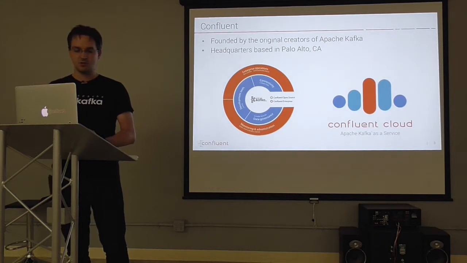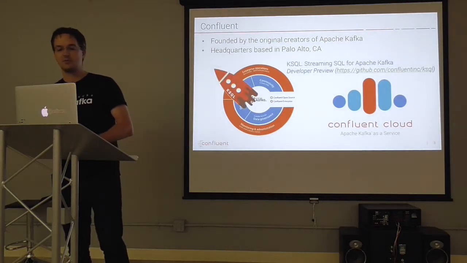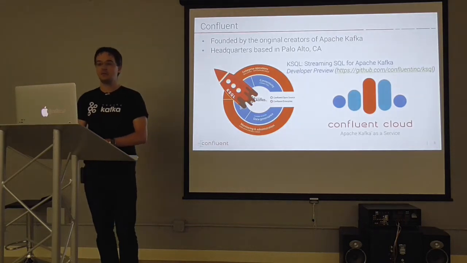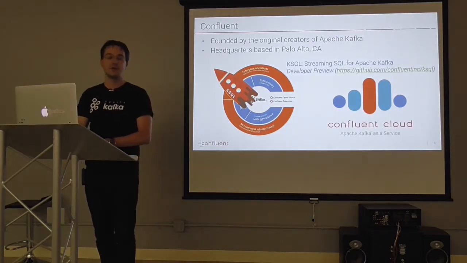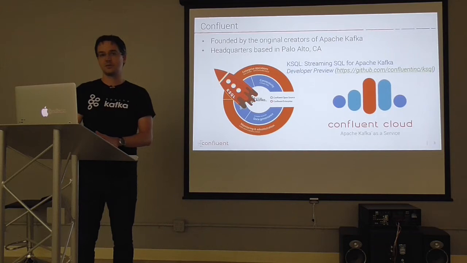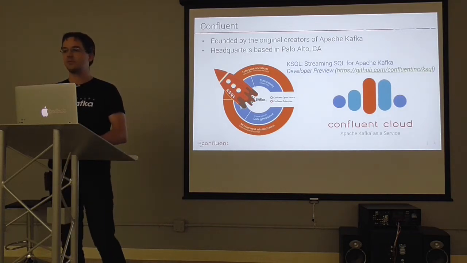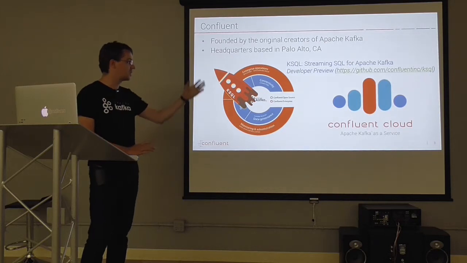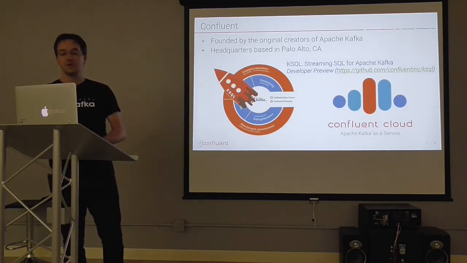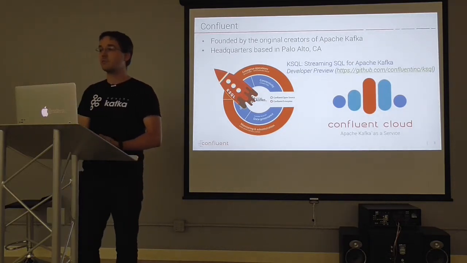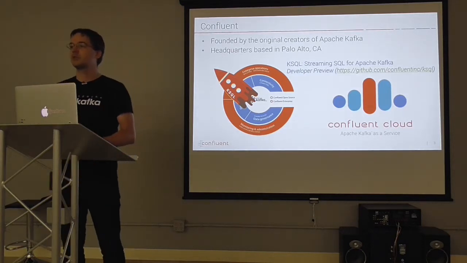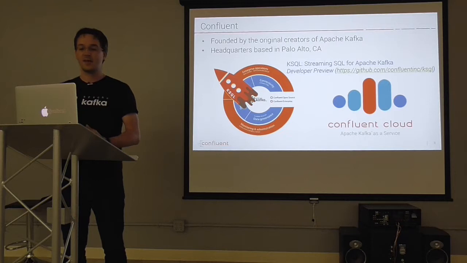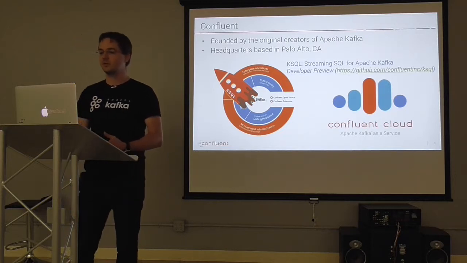Our latest addition to Confluent Open Source I want to mention is KSQL. That's a streaming SQL layer on top of Apache Kafka. It's basically a developer preview, so it's not production ready. But if you're interested in this, check it out. It's on the GitHub repository, and we're happy to get feedback, because of course we want to make this SQL experience as good as possible, and we rely on users trying it out.